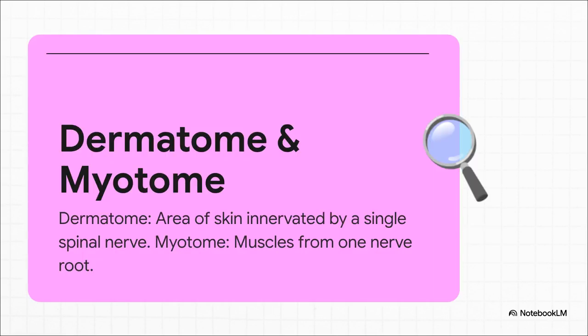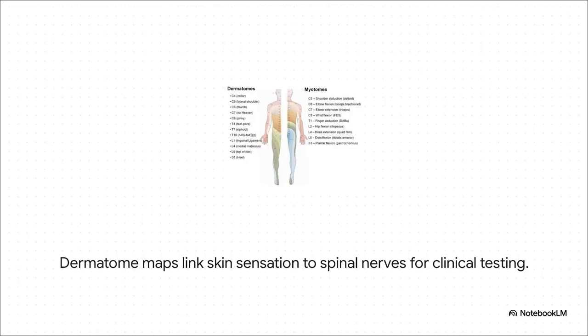Okay, here are two concepts that are absolutely essential for any kind of clinical diagnosis. First, you have a dermatome. That's a specific area of skin that gets its sensation from one single spinal nerve. And second, you have a myotome. That's the group of muscles controlled by a single spinal nerve root. Together, they give us a map to test nerve function. And this diagram just illustrates that concept perfectly. On the left, you see the dermatome map, which shows how sensation on different parts of your skin corresponds to specific spinal levels.